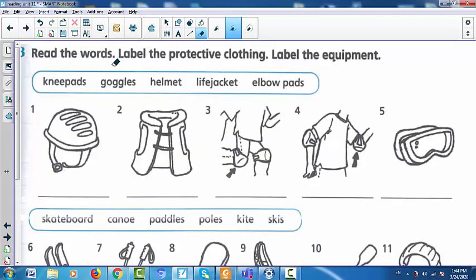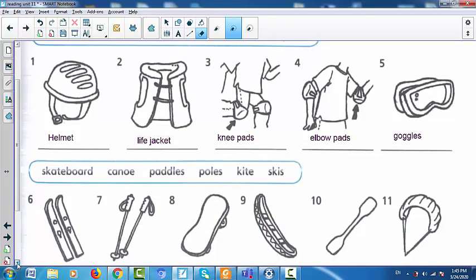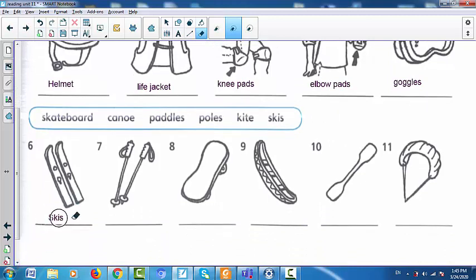Read the words, label the protective clothing, label the equipment. The first 5 here are protective clothing. The second 5 or 6 we have here are equipment. Number 1, this is a helmet, this is a life jacket, this is knee pads, this is elbow pads, and this is goggles. These we call skis, poles, board, skateboard, canoe, paddle, and this is kite.